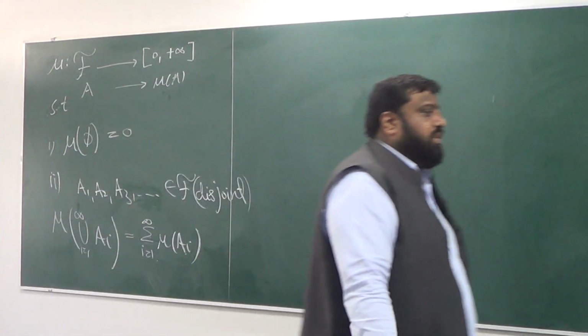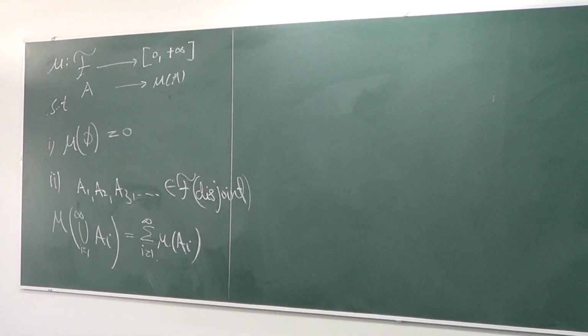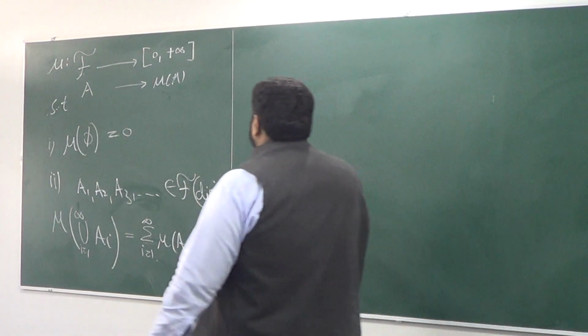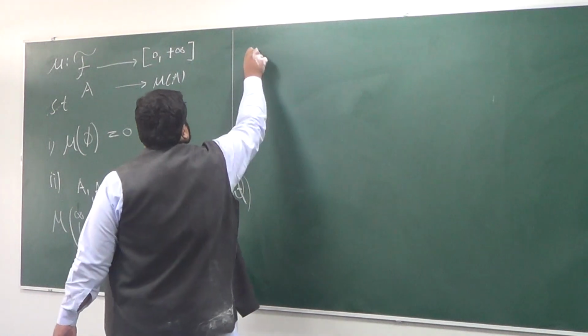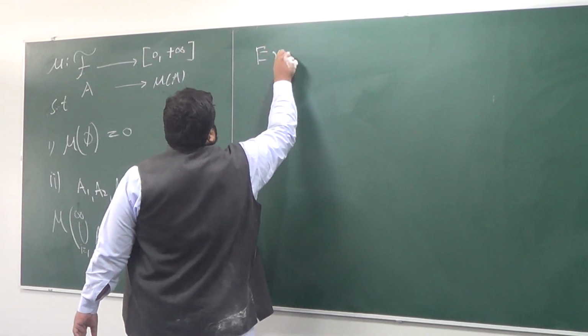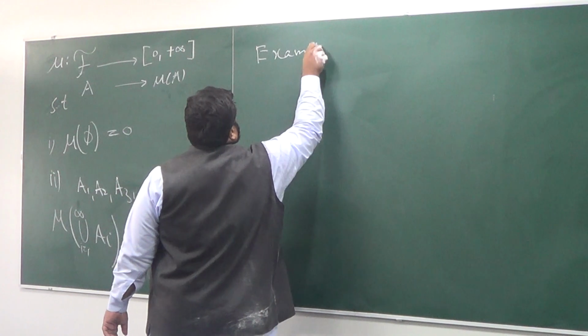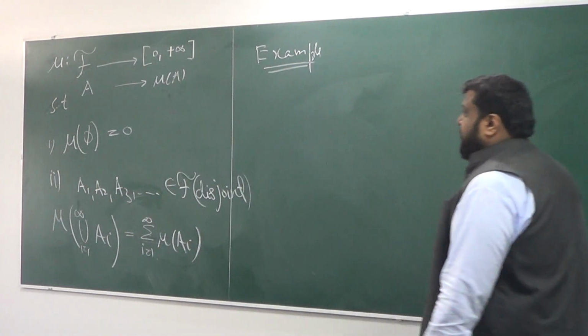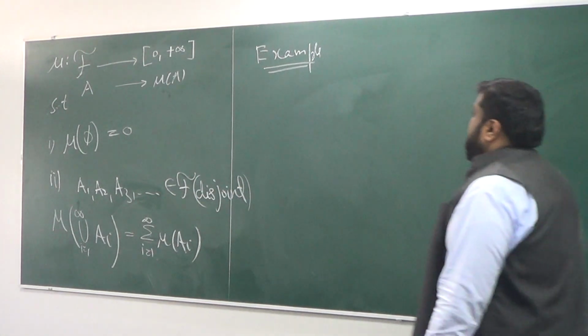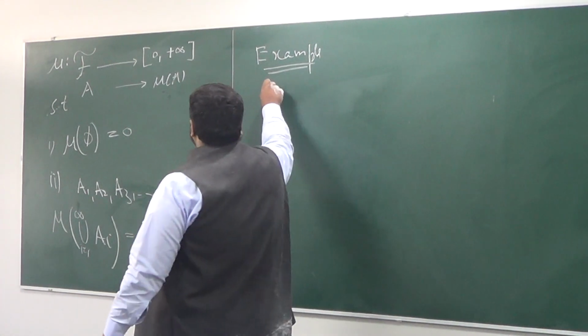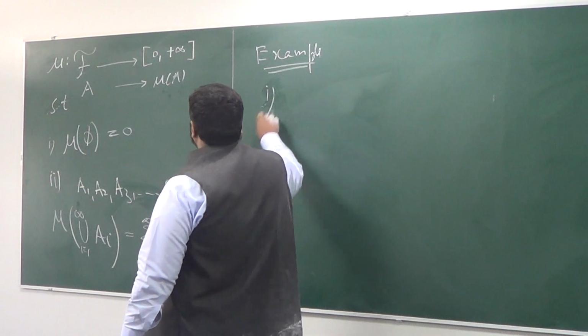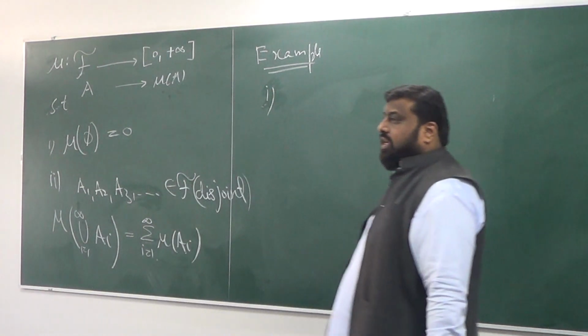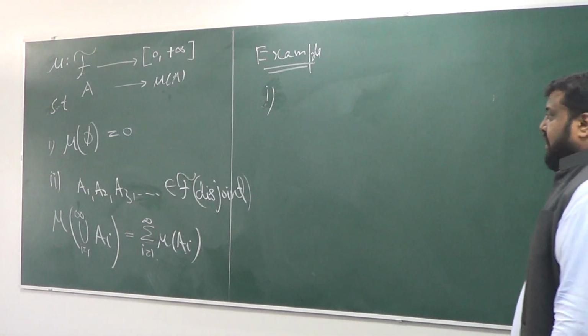So now we have a measurable space and we have a measure on it. Let's take some examples of a measure. Let's take the first example that I discussed yesterday. I would like to quickly recall that.